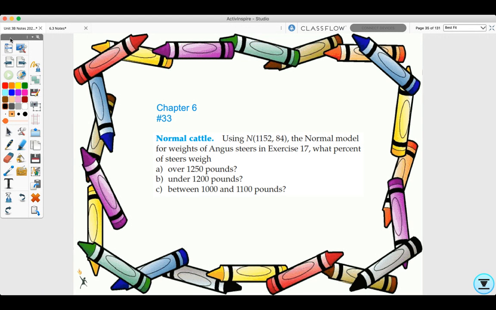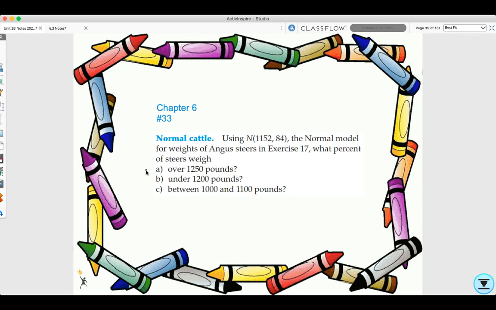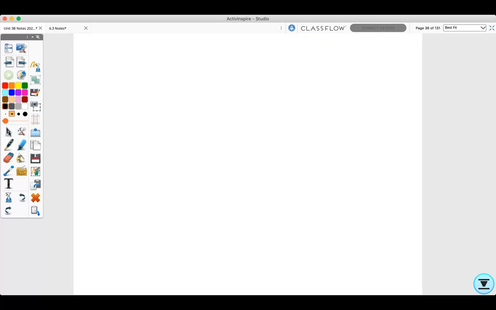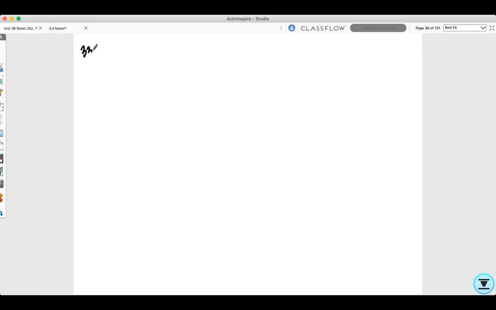So I want to look at chapter 6, number 33, normal cattle. Using the normal model, 1,152 and 84, the normal model of weights of Angus steers in exercise 17, what percent of steers weigh over 1,250 pounds, under 1,200 pounds, and between 1,000 and 1,100 pounds? So let's go ahead and do this one together. Or better yet, since we're looking at 33, why don't you take a minute, pause this video and do that one on your own.